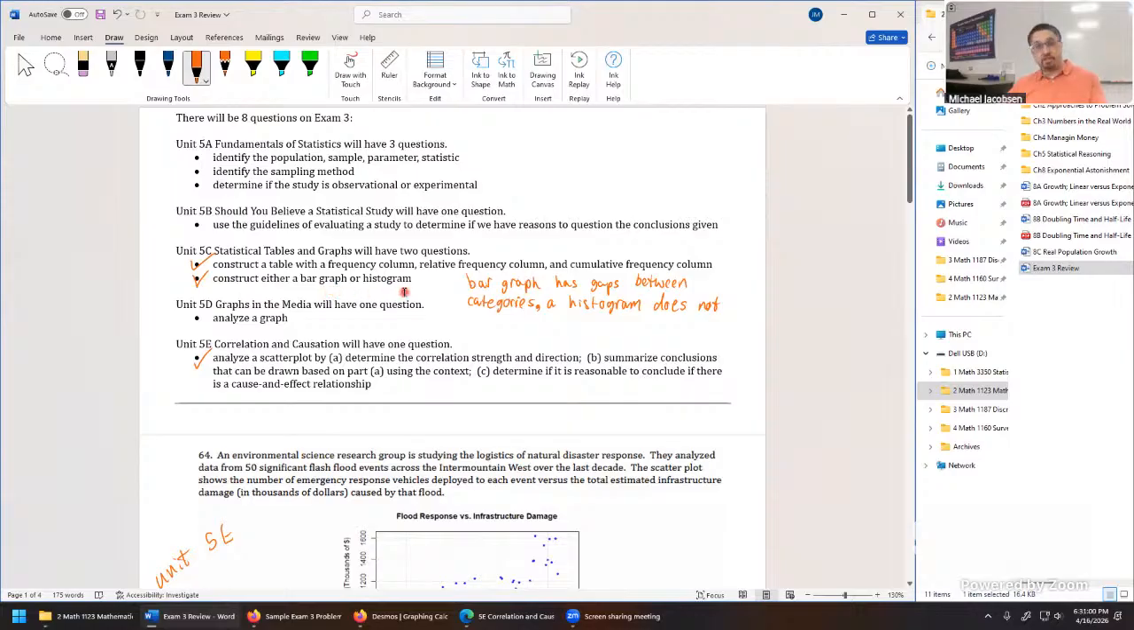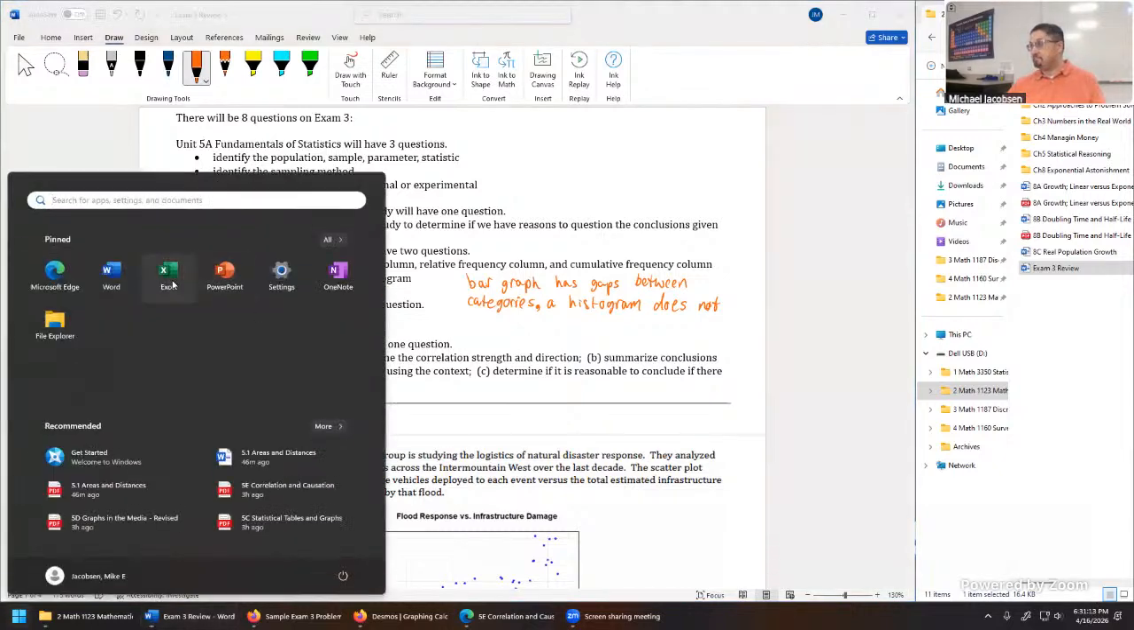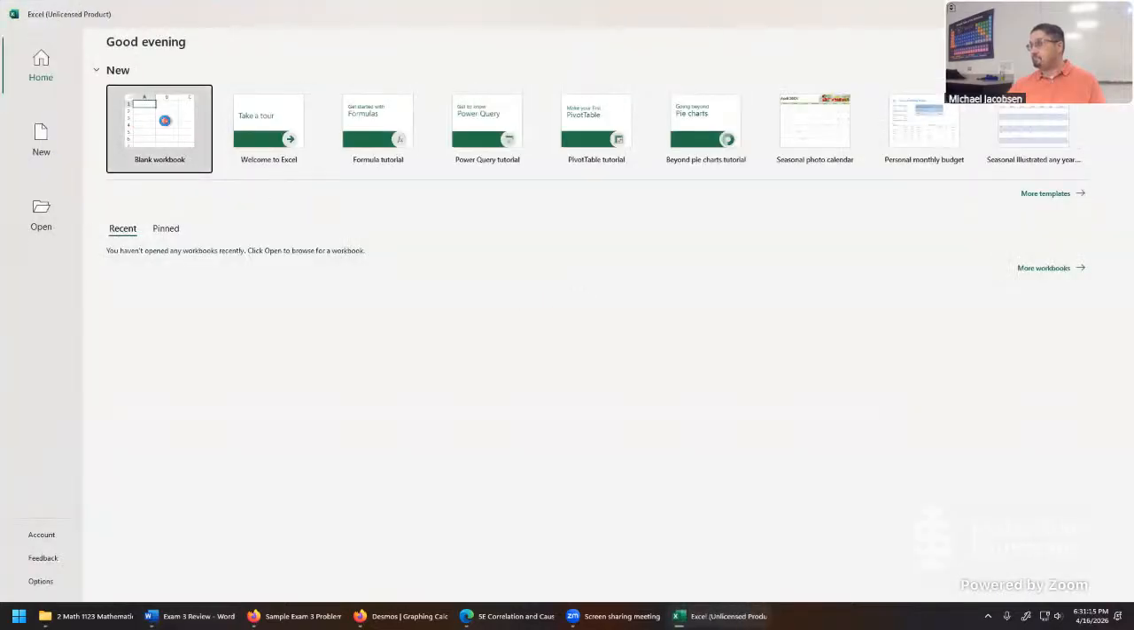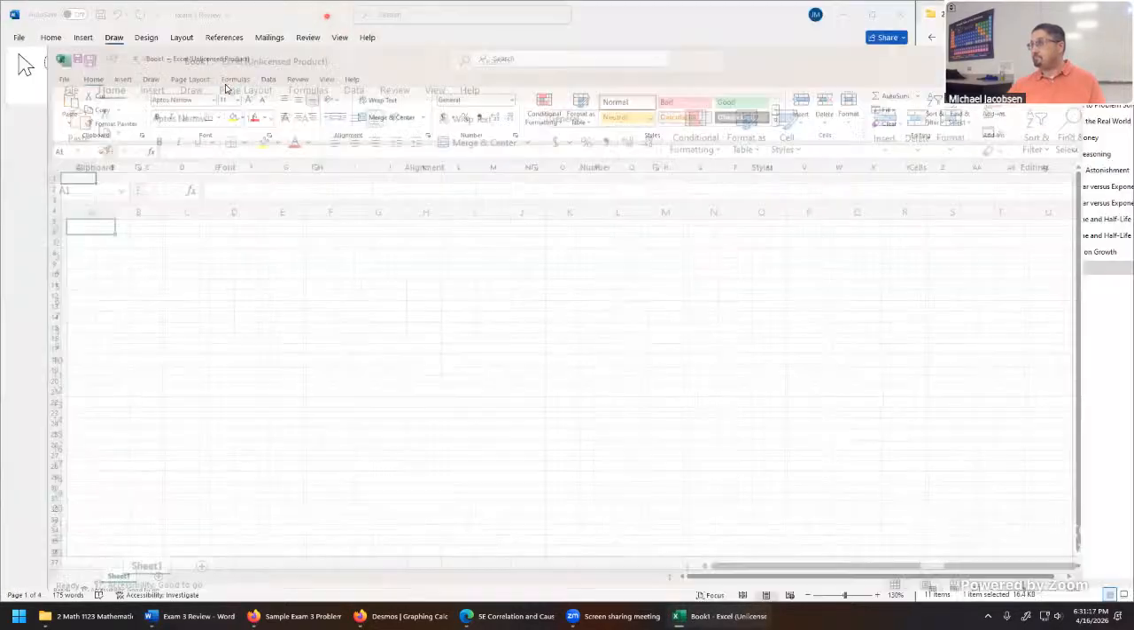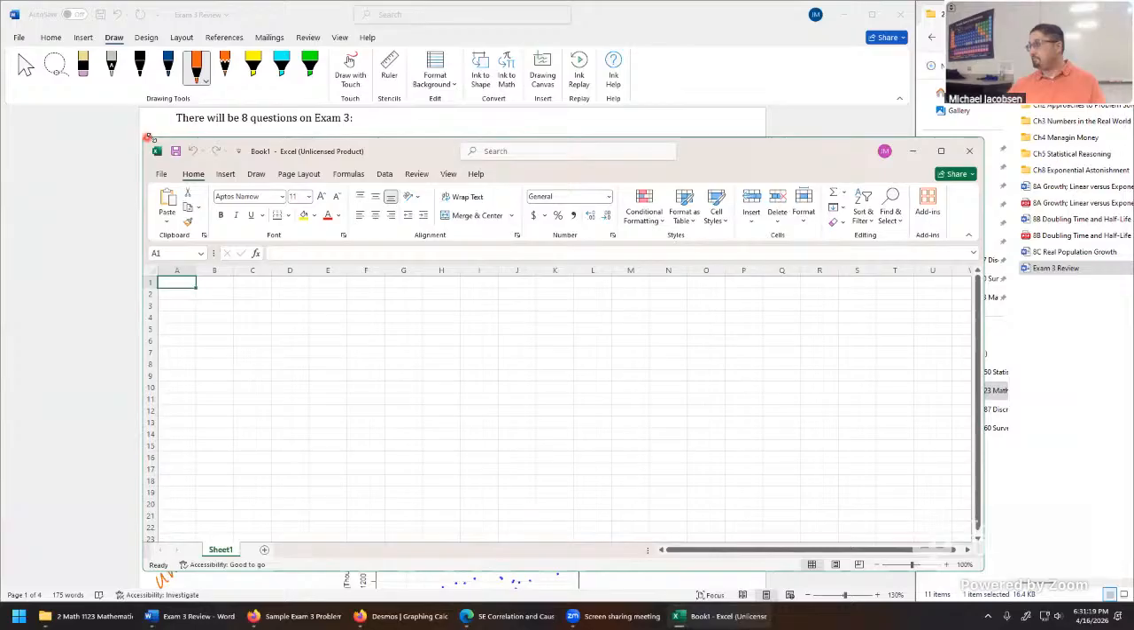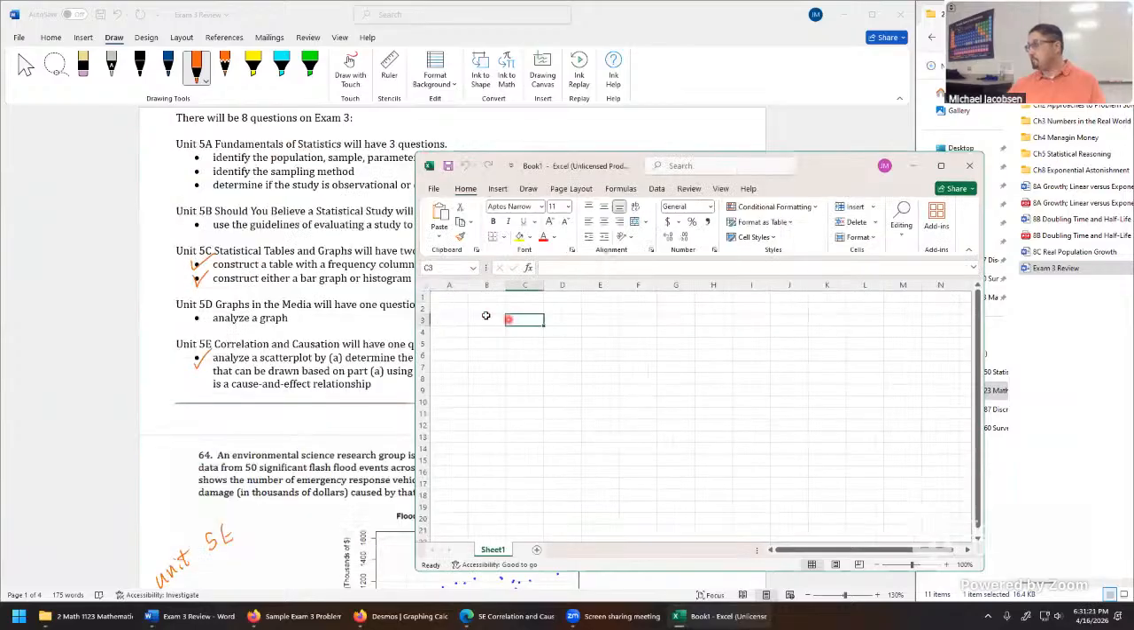Construct either a bar graph or a histogram. And it's going to be randomized which one we're going to use. I'll leave it up to the class. Anyone have a strong feeling? Should we go for a bar chart or a histogram? No one has any strong feelings either way.